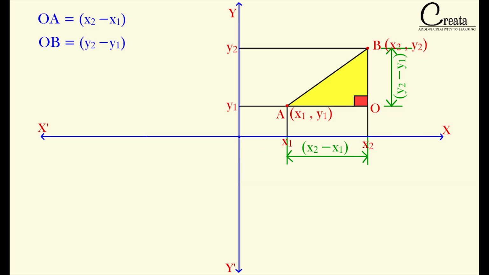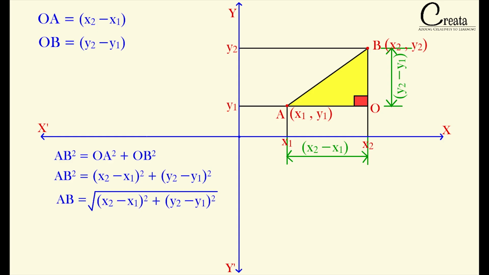And we have to calculate the distance AB. We got 2 legs of the triangle. Let's apply the Pythagoras. So we got AB square is equal to OA square plus OB square. Let's put the value. On putting the value and solving, we got AB is equal to root of (x2 minus x1) square plus (y2 minus y1) square.